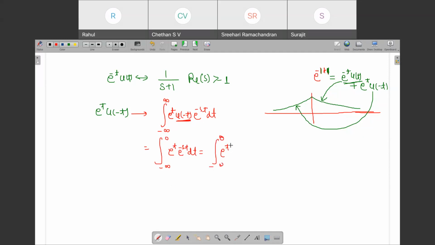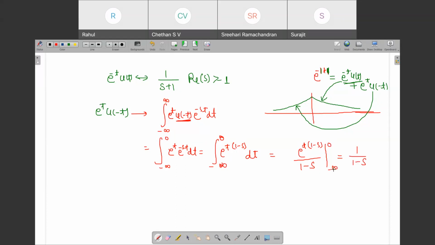e to the power t(1 minus s) dt. Okay, so when you integrate it, you will get e to the power t(1 minus s) divided by 1 minus s, and we need to put the limit minus infinity to 0. Okay, so when you put the limit equal to 0, this term will become 1 and you will get 1 by 1 minus s.